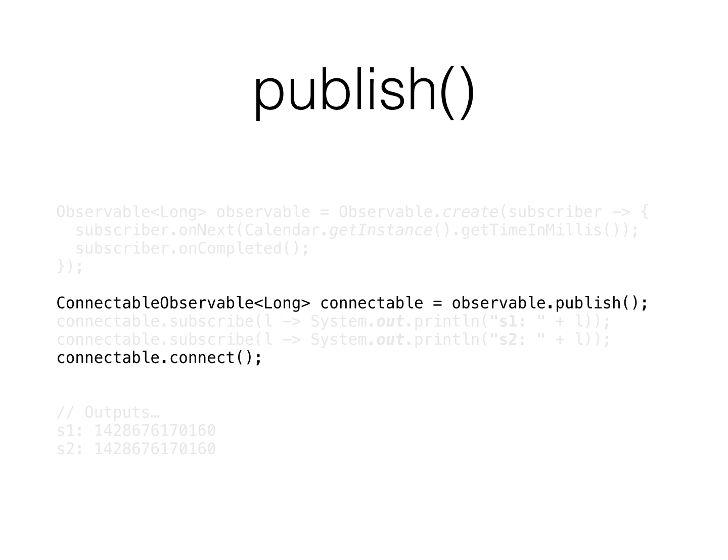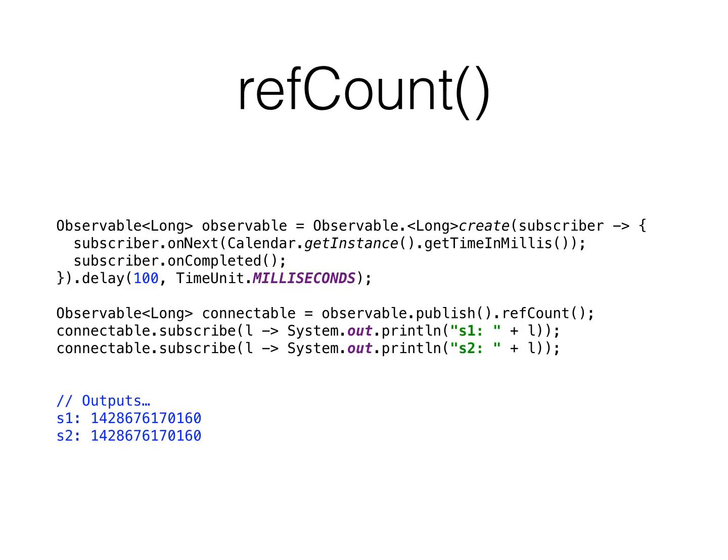You might think it seems like a pain to have to manually call connect, because you're used to calling subscribe all the time. They've got your back here. You can use this method called refCount. When you have a connectable observable, you can call refCount and it turns back into a normal observable.